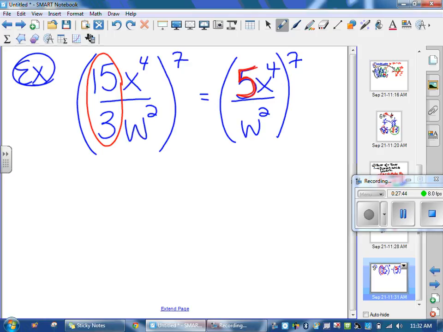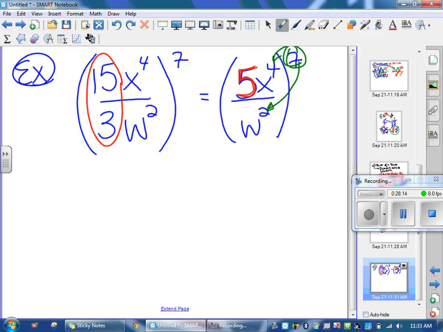Now, what do I do to that outside 7? What do you think he does? It's the outside exponent law. I got things in there. If I got something outside, what am I going to do to get it inside? I multiply them to remove those brackets. So now, I'm going to multiply this 7 into the 4 and into the 2.